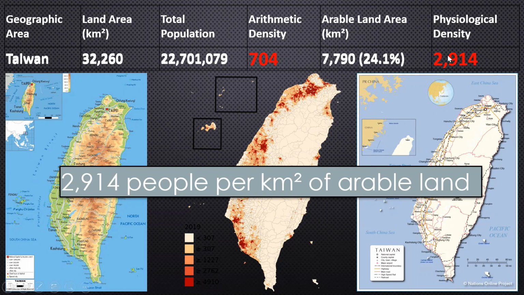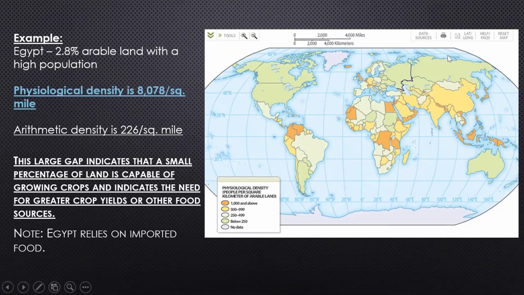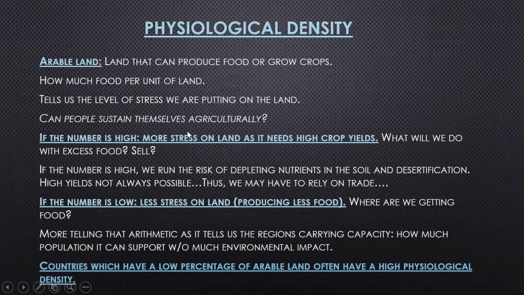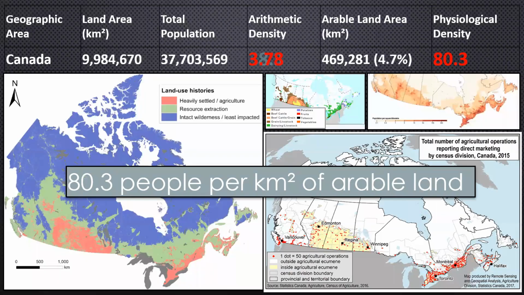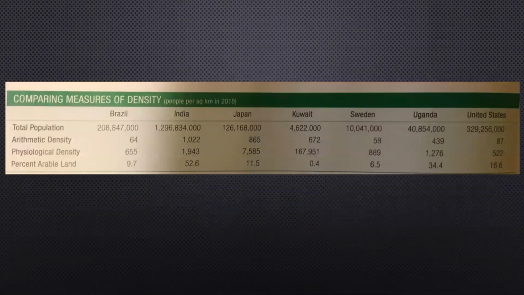And this is probably saying that because the number is high, they're probably putting more stress on the land because they need high crop yields, because they need food. Okay. You could look at some other countries in recent times. This data is from 2018. You could look at the arithmetic density of each country here and compare it to the physiological density.